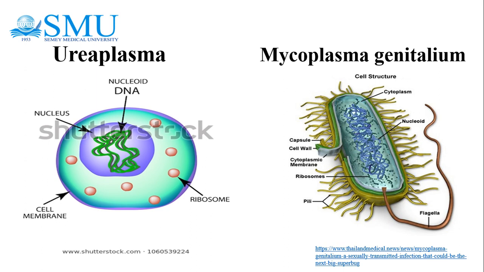Mycoplasmas and ureaplasmas cannot synthesize their own cholesterol and require it as a growth factor in the culture medium. Because they lack a rigid cell wall, they are extremely pleomorphic, varying in shape from coccoid to filamentous and other bizarre forms. Also, because of the lack of a cell wall containing peptidoglycan, these organisms are insensitive to cell wall active antibiotics such as penicillins and cephalosporins.